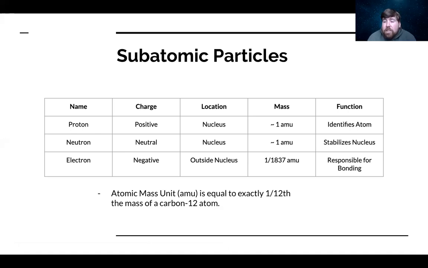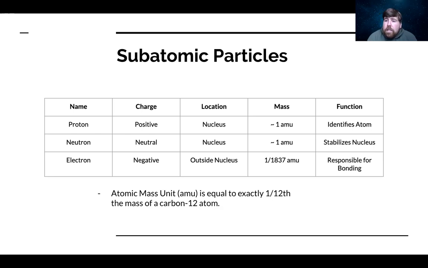And its main function, the function of the proton, is to identify the atom. So for example, hydrogen has 1 proton. It is the first element on the periodic table. Helium has 2 protons. It is the second element on the periodic table. You continue on up, and the whole number that the element is associated with is the number of protons that it has.